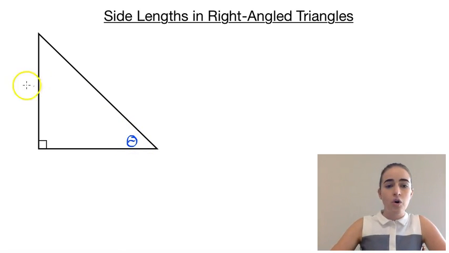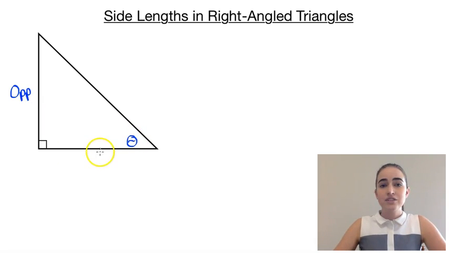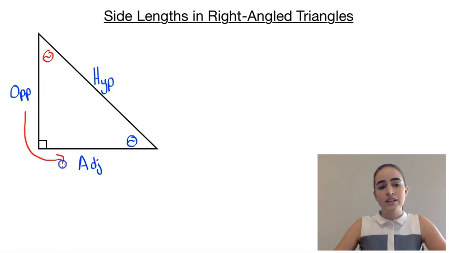So the side opposite that angle is called our opposite side, and the side next to it is called our adjacent side. The side that's left, this longest side and the side that's opposite our right angle, is called the hypotenuse. If we were to look at this angle instead, then our opposite and adjacent would be reversed. This would be our opposite side over here, and this one next to it would be our adjacent.